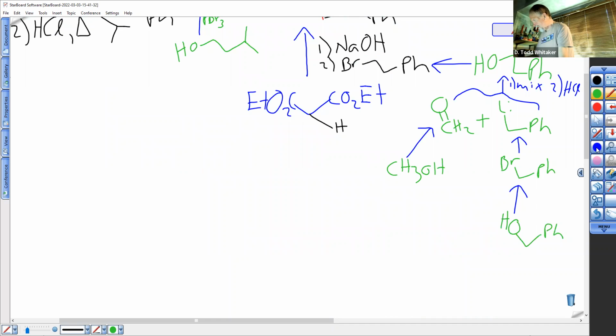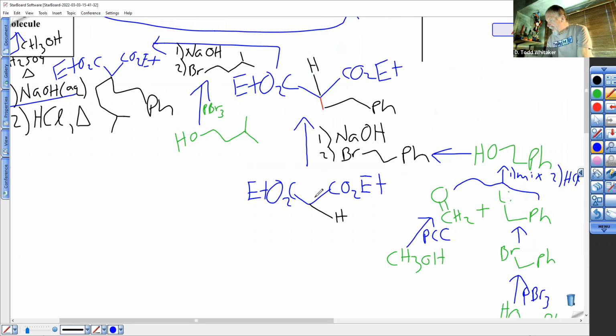That's PBr3 again. PBr3. This one is PCC. And the P's are very different, right? That's pyridinium, no phosphorus there, and that is phosphorus. And you are not allowed to start with a malonic ester either. Wow.